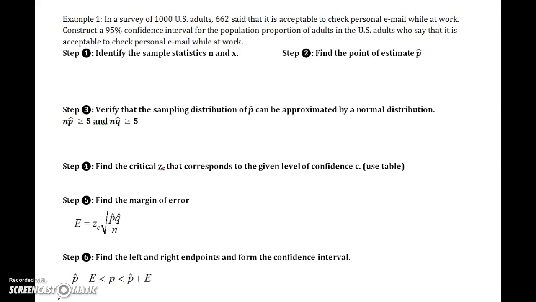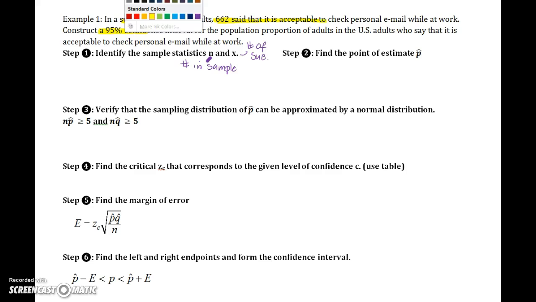Okay, go ahead, take 1 minute and press pause, and I'd like for you to read this first example and highlight what you think is important. After that, I'd like for you to do step 1, which says to identify the sample statistics, the N and the X. Recalling this, I'm going to tell you now, N is the number in your sample, and X is the number of successes. So go ahead, read your problem, highlight, and then identify.